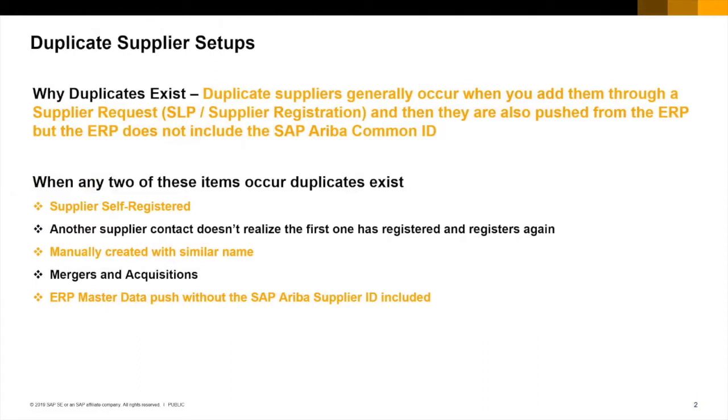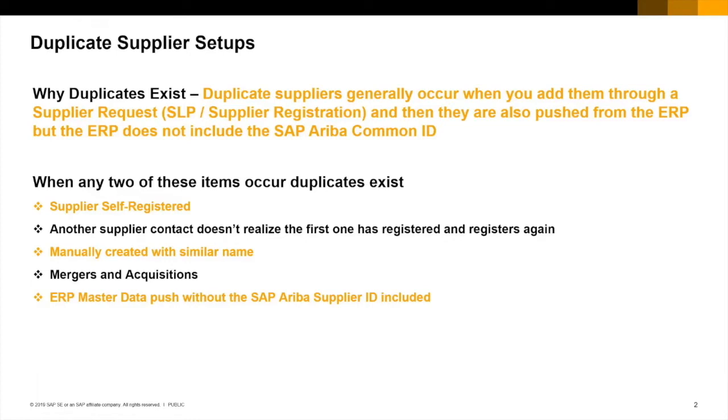So duplicate suppliers generally exist when they're added through a supplier request form, be it in SLP or supplier registration, and then they're also pushed from the ERP. The ERP doesn't include the Ariba ID, and so Ariba doesn't know that the ERP is pushing data for the same supplier. So obviously the first step is to make sure that data sync happens. It can also happen for a variety of other reasons. Basically, any two of these items occur, it's going to create a duplicate.